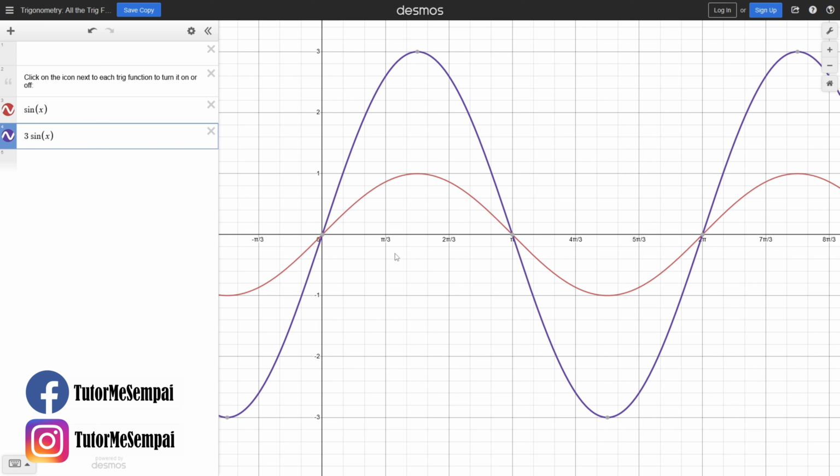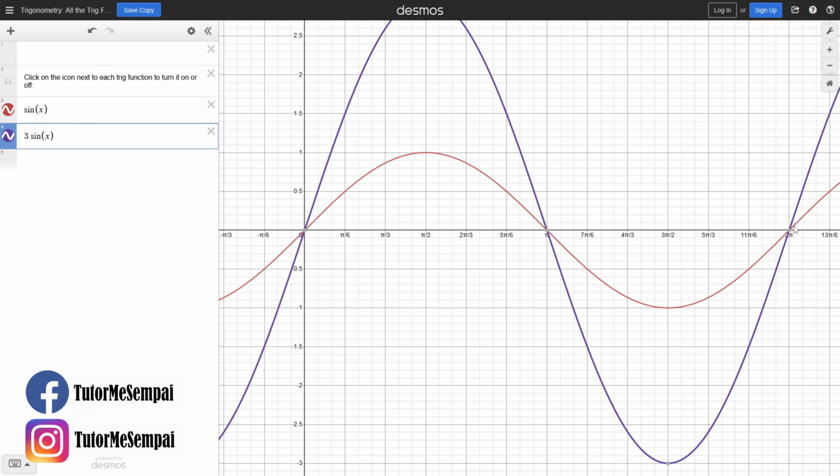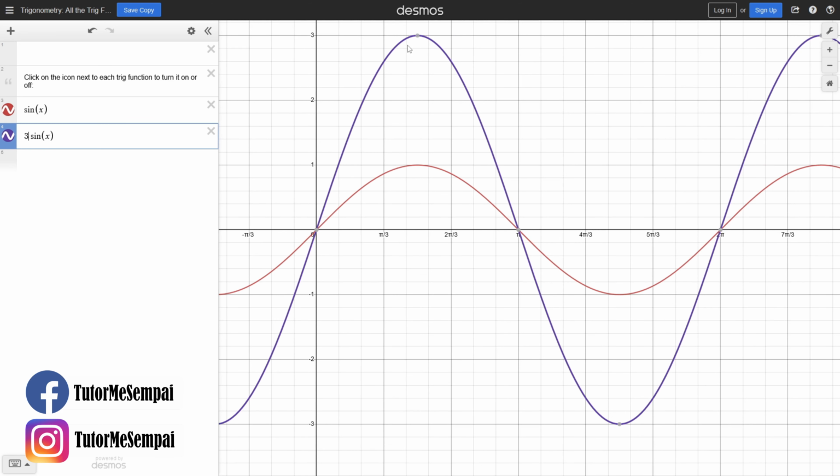But notice this does not change the period. We're still going from 0 to 2 pi. Nothing else is changing about the period. We're just stretching this vertically up to our high and down to our low. But remember, we can also shrink this. We don't have to go up to whole numbers. We can actually put a fraction or a decimal in front.